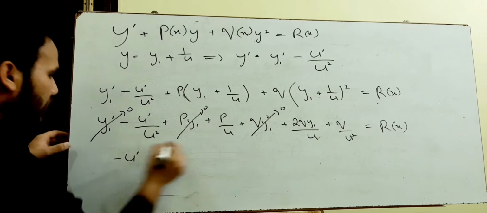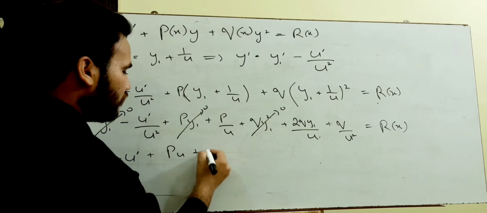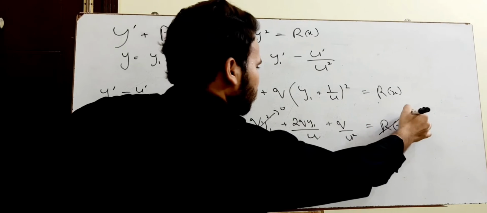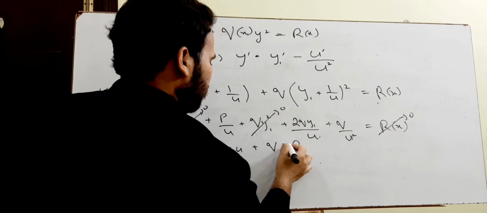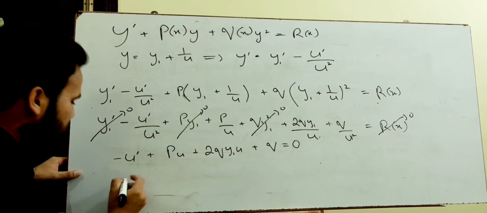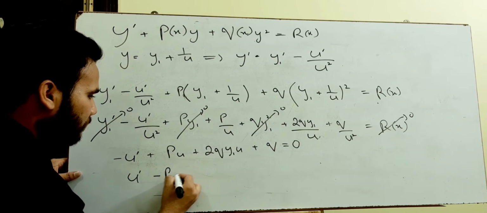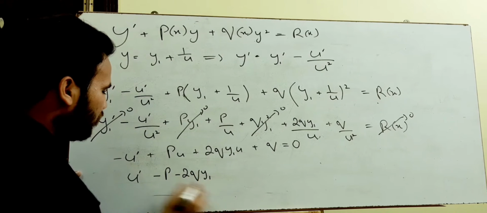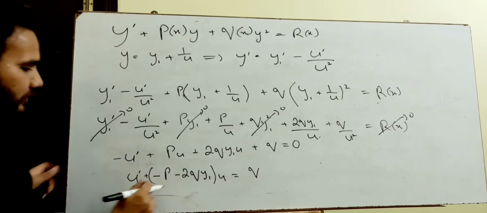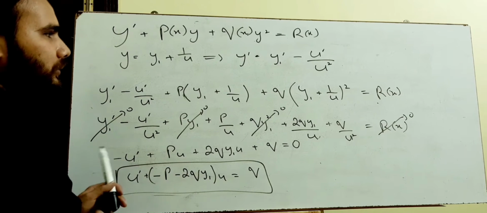minus u prime. I'm multiplying throughout by u squared, so p u plus 2 q y1 u plus q, this term also is equal to q. Rearranging the order, u prime minus p minus 2 q y1 times u equals q, and this is a first order non-homogeneous linear differential equation. So we can also use this substitution as well.